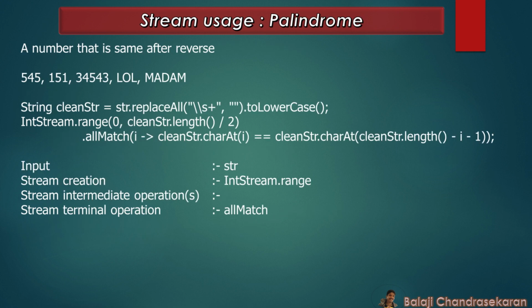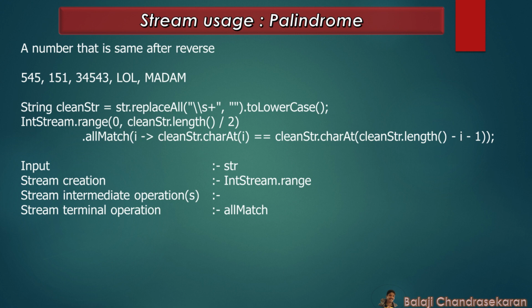A palindrome number is a number that is the same after reversal of the same number. For example, 545, 151, 34543 are palindrome numbers, and strings like LOL, madam are all palindromes. Here is how we can implement a palindrome checking program using the Java streams.